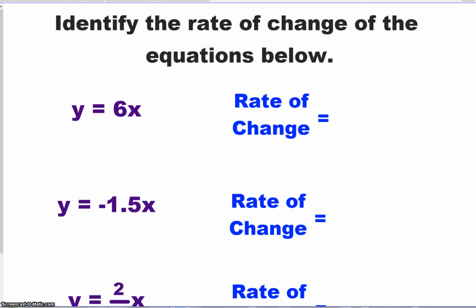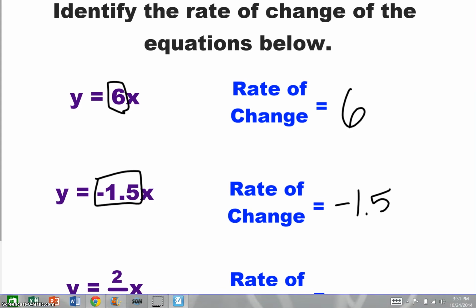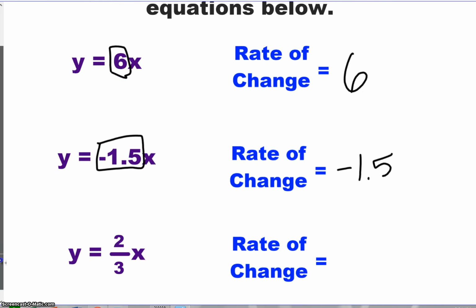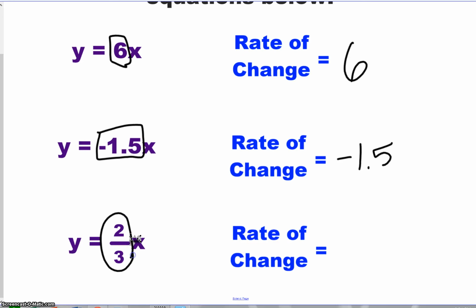Identify the rate of change in the equations below. Do we need to build a table? No, but if you don't know the answer, you can build a table. And you have plenty of examples in your ISN on how to do that. But talking about this, let's just talk about the coefficient. The coefficient in this equation is this 6, so our rate of change is 6. Your coefficient in this equation is negative 1.5, so your rate of change is negative 1.5. And then if we scroll down, the coefficient in this equation is 2/3, so our rate of change would be 2/3.